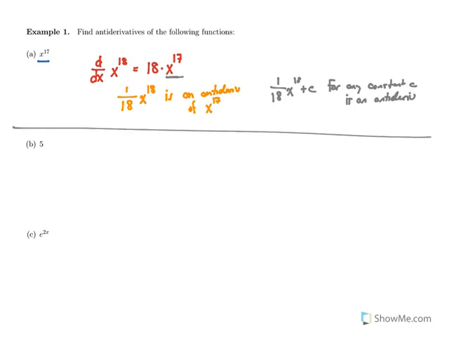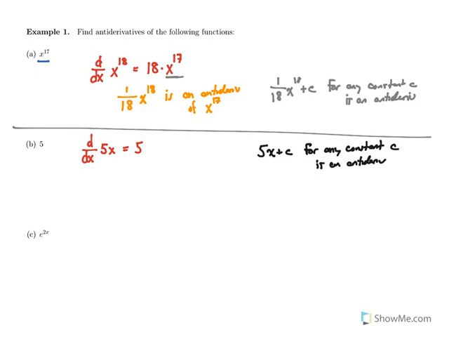What about for the function 5? Well, we get a derivative of a constant when we take the derivative of a line. So if I have something like 5x, the derivative there is 5. And in general, this means that 5x plus c for any constant c is an antiderivative here. And you can double check that by just taking derivatives of those functions and verifying that you get 5 out.